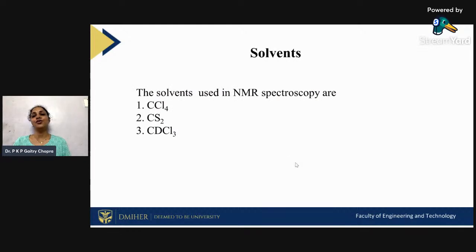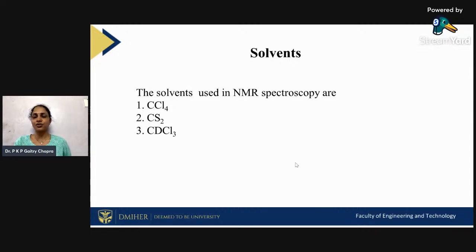Right. So, solvents which are used for NMR spectroscopy. Basically, the very first condition that should be satisfied by the solvent is that it should not have its own NMR spectrum. Because if that happens, I won't say it will pose a very big problem, but yes, it will complicate things a little bit. So solvents that are used for NMR spectroscopy are CCl4, that is carbon tetrachloride, carbon disulfide, and CDCl3, that is deuterated chloroform. So instead of hydrogen in CHCl3, it is CD, deuterated. Deuterium is used instead of hydrogen. So these are the very common solvents which are used.